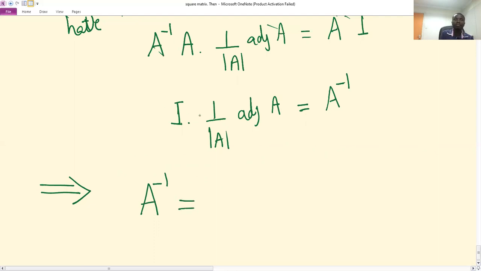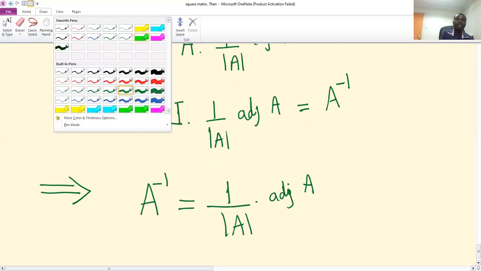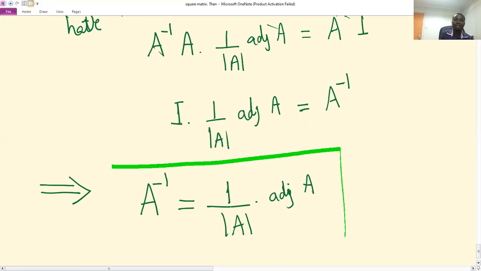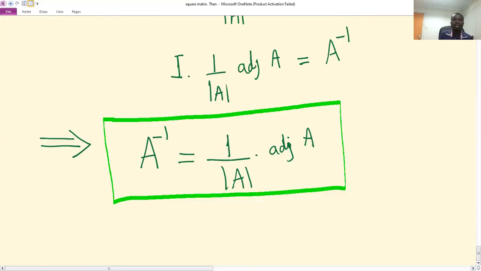Now remember, the identity matrix here and the adjoint here have the same order, so multiplication is possible. And identity times any matrix of the same order, you get the same matrix. So this is the same as just saying 1 over determinant of A times the adjoint of A. So this is how we calculate the inverse of a matrix by the adjoint method. So just find the determinant, then find the adjoint, and simply take the adjoint times the reciprocal of the determinant.